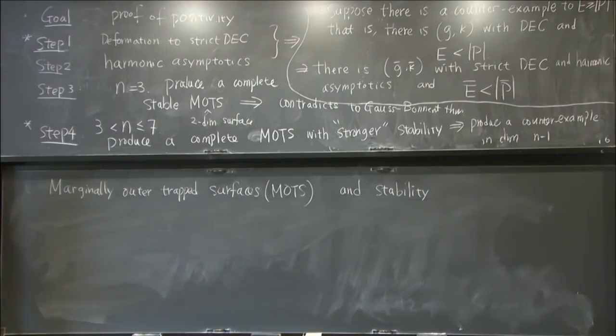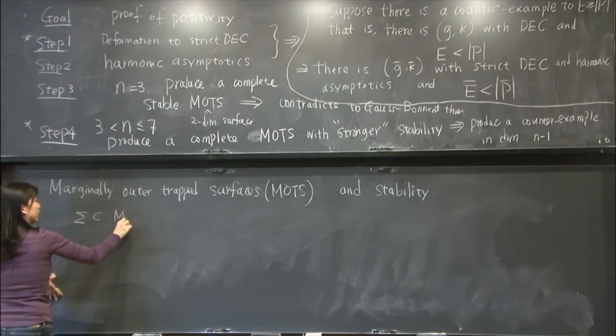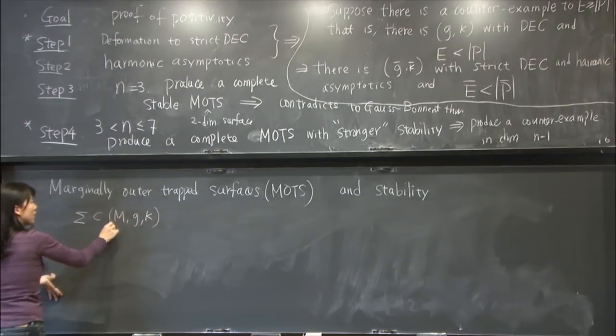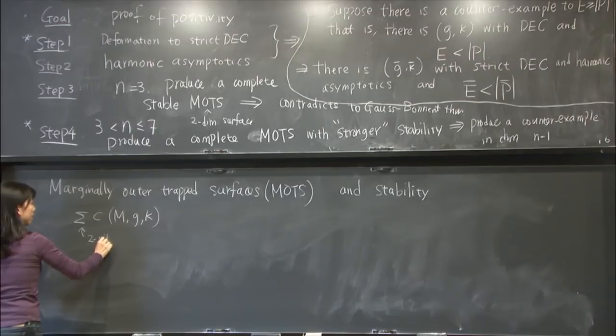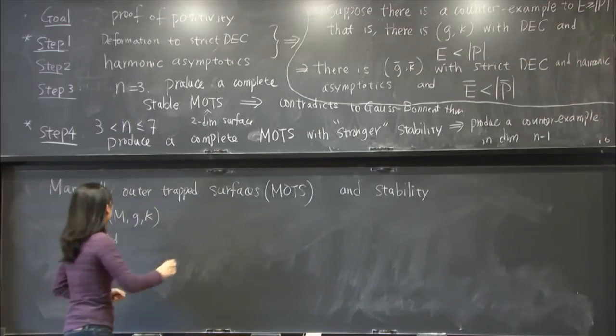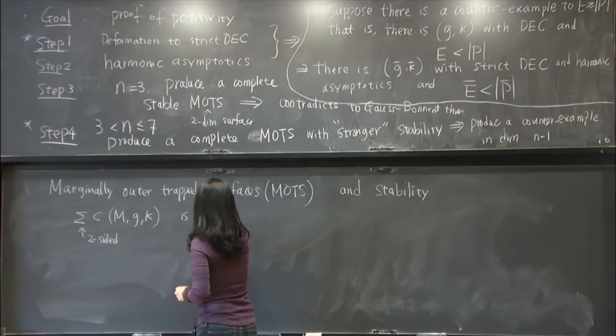So MOTS will be some generalization of minimal surfaces. It will satisfy a prescribed mean curvature equation. So we are assuming the surface is two-sided, so there's a well-defined unit normal vector. Right, so this is called a MOTS.